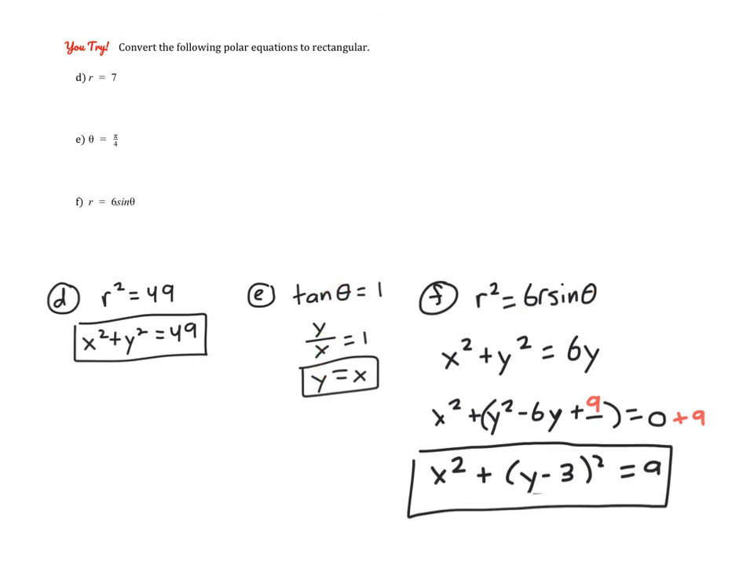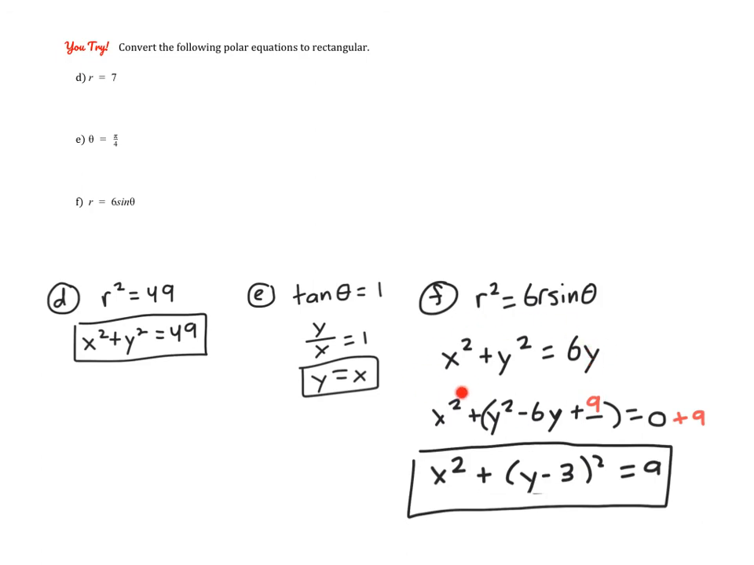Now part F was a little bit trickier. Here we don't want to divide by sine or divide by r, so we can actually create 2 things at once. If we multiply both sides by r, we have r squared, which we can replace with x squared plus y squared. And we have r sine of theta, which we can replace with y.